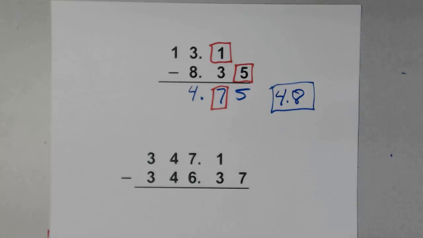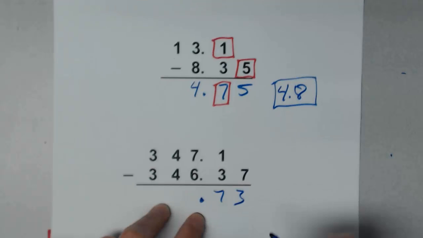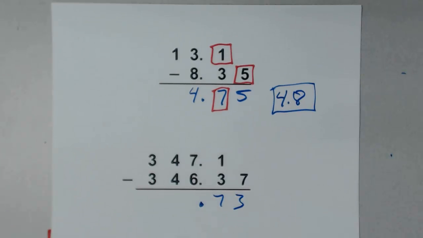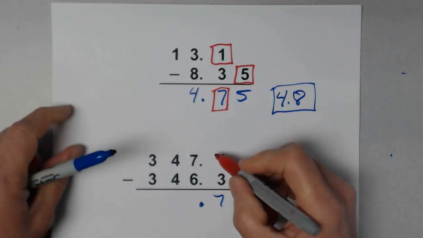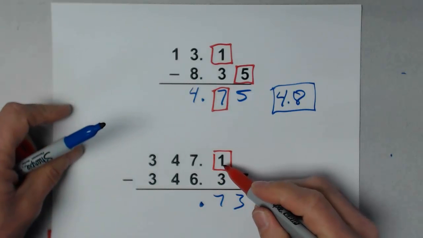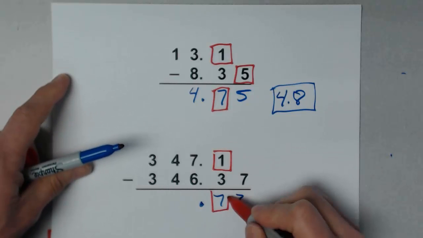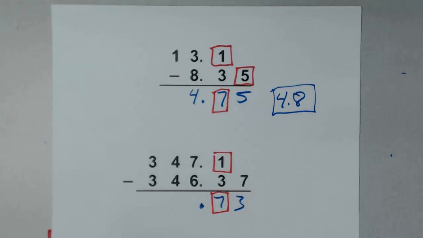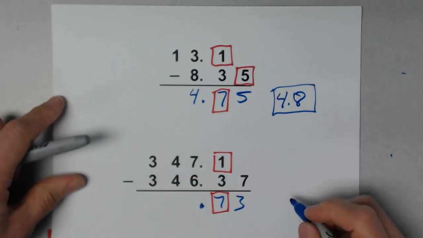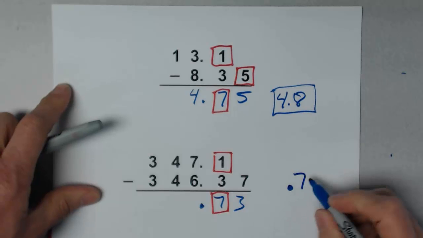When I perform this subtraction, I get 0.73. Now, I can't keep that many significant figures because in the top number, the least significant figure is the 10th place. That means in the result, it will have to stay in the 10th place. And so I can't consider anything beyond that other than for rounding purposes. So the result of this ends up just being 0.7.